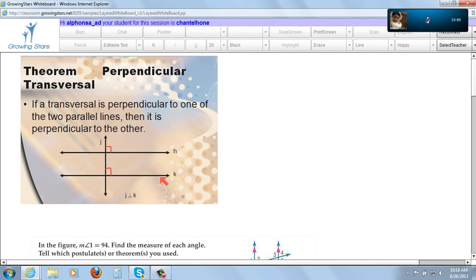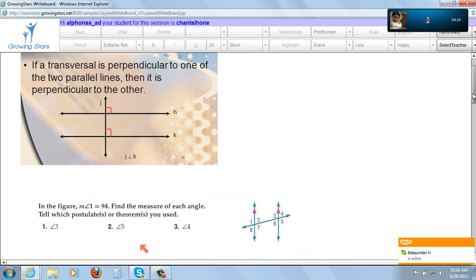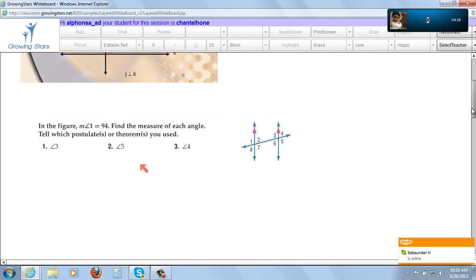Can you see the questions in the figure? Angle 1 is given and you have to find the measure of angle 3 and also mention the postulate or theorem used.